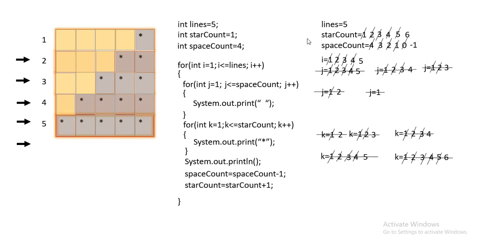Now go back to i++. i becomes 6. But 6 not less than equal to 5. So that's all. We end this for loop here. And our triangle is completed. Now we will run this program on Eclipse.